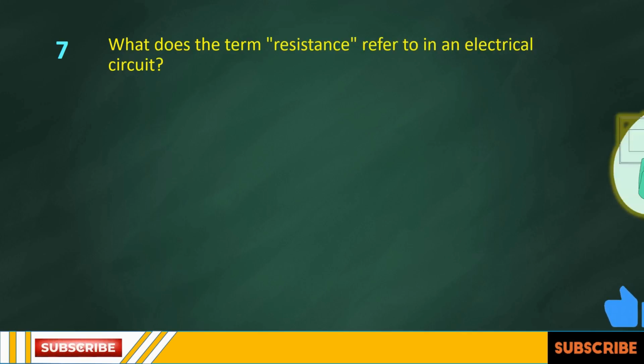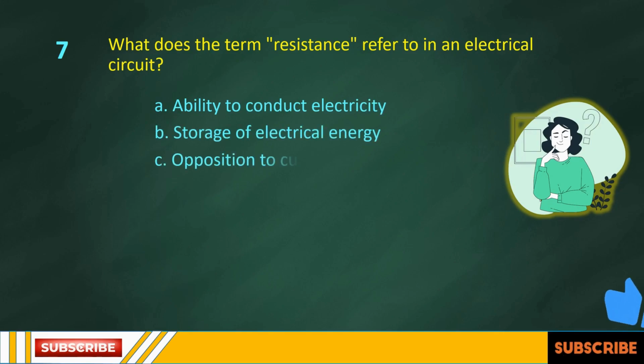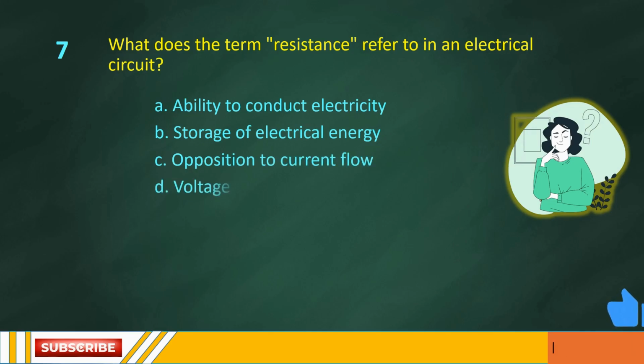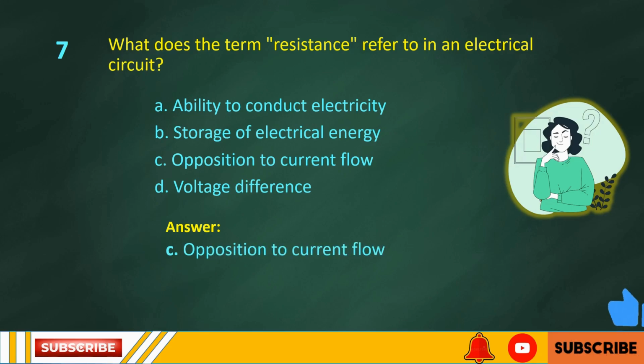What does the term resistance refer to in an electrical circuit? A. Ability to conduct electricity. B. Storage of electrical energy. C. Opposition to current flow. D. Voltage difference. Answer is C. Opposition to current flow.